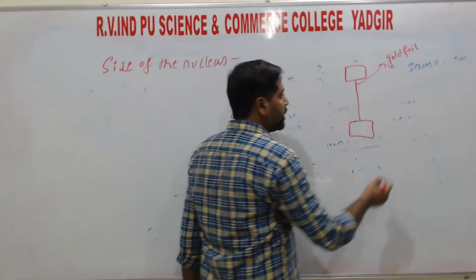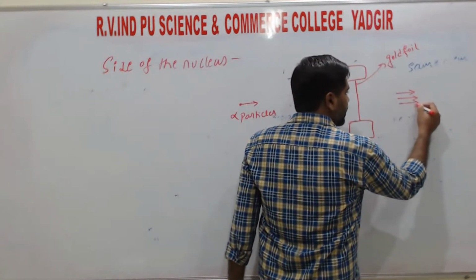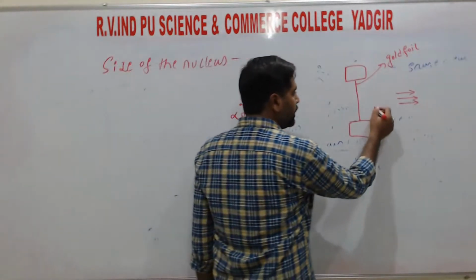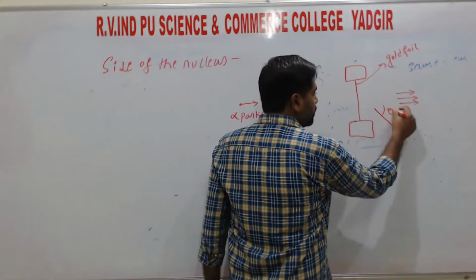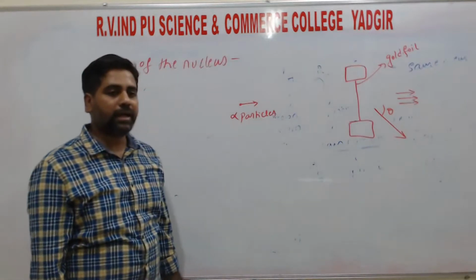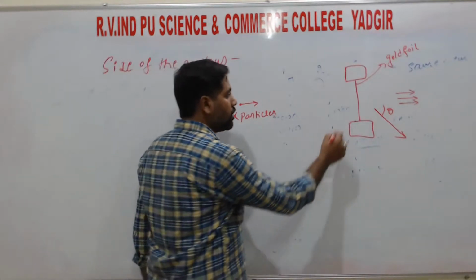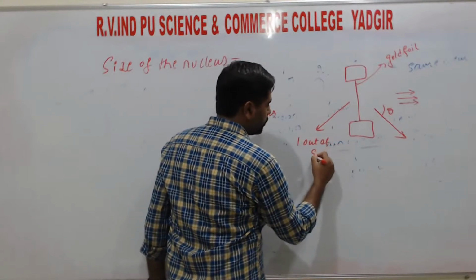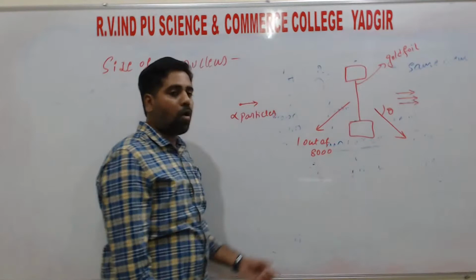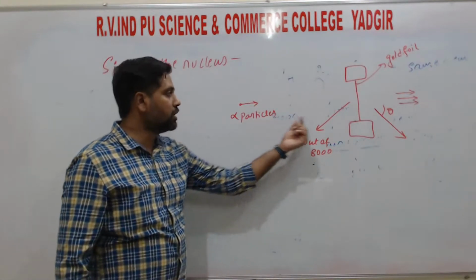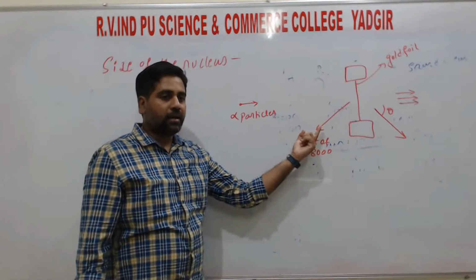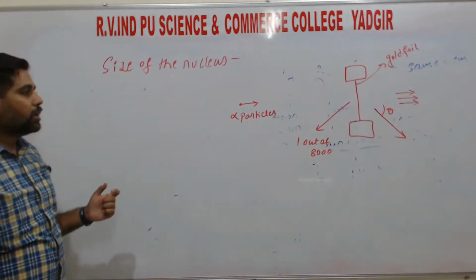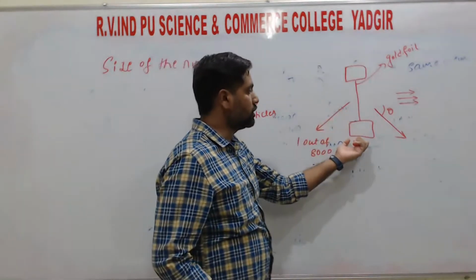The maximum scattering is low angle scattering, and only 0.14% of the scattering takes place with an angle greater than 1 degree. Only one out of 8,000 alpha particles is back scattered, right? This is the experiment which was conducted by Rutherford while he proposed the theory.